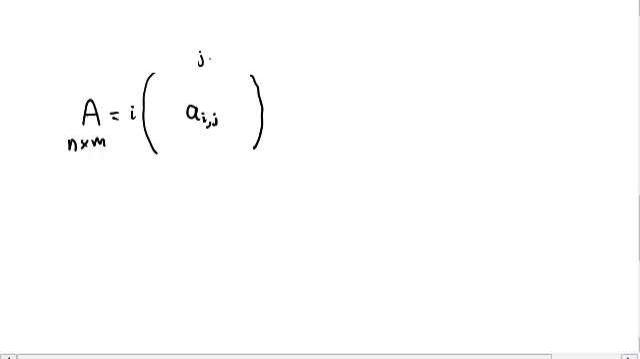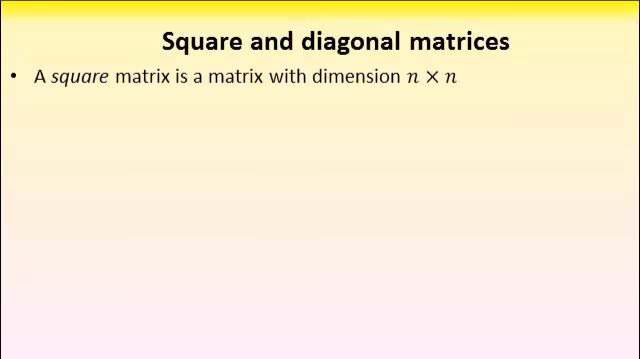column j. Now it may happen, of course, that I have exactly the same number of rows as I have columns. For obvious reasons, the matrix is then said to be a square matrix. m is the same as n and the dimension becomes n by n. And we need only one number to represent the dimension of square matrices.